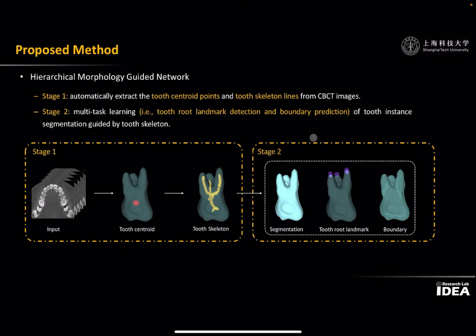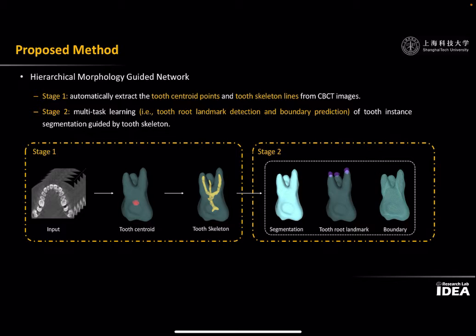To address the above-mentioned problems, we propose a two-stage hierarchical morphology-guided tooth instance segmentation network. In stage 1, with the input 3D CBCT image, we first automatically extract the tooth central point and skeleton lines. The central point is a stable signal to detect and distinguish different teeth, and the tooth skeleton is an efficient signal to represent the tooth structure.